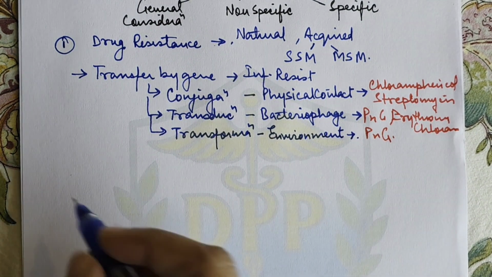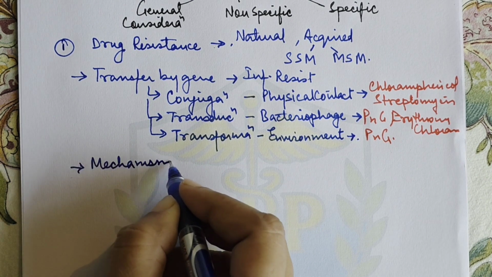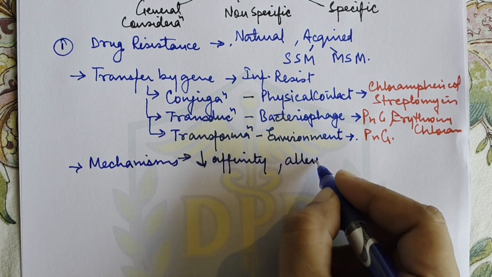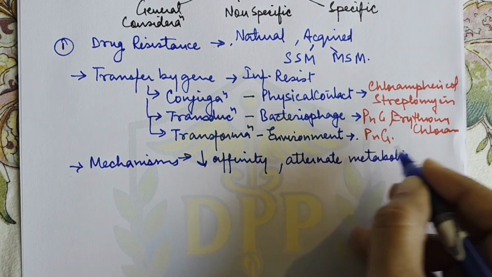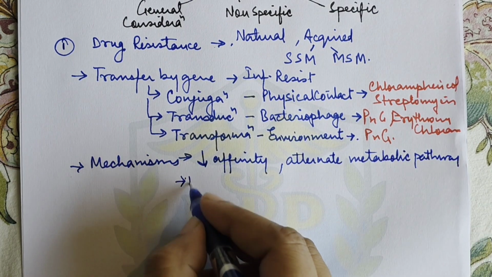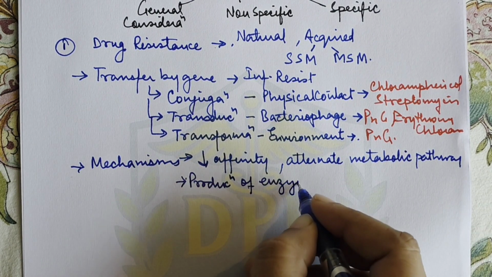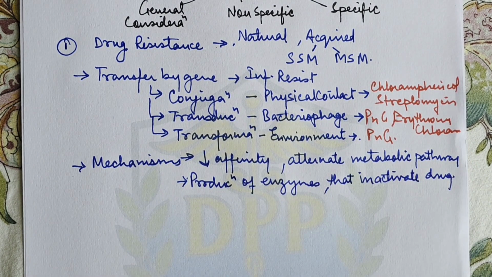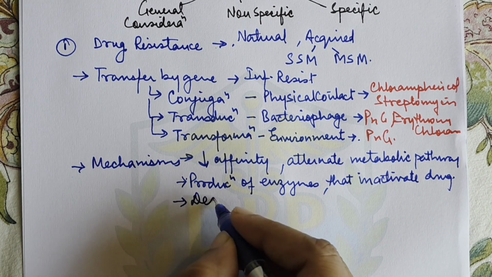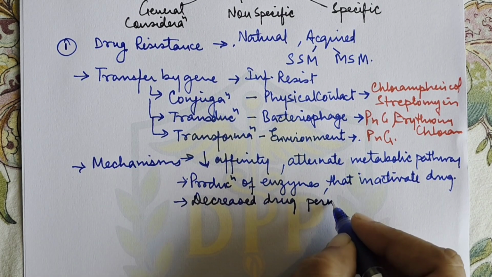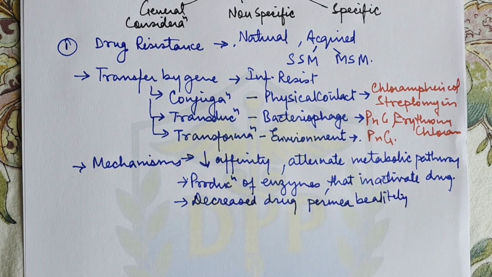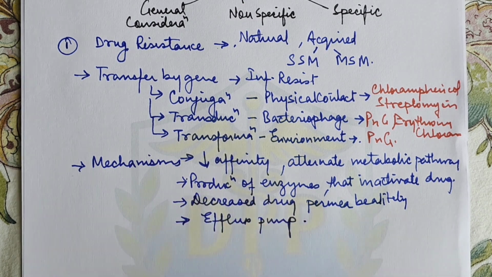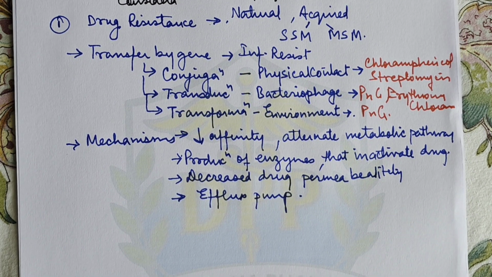Right, now the resistance mechanism क्या होता है resistance develop करने के? What exactly is happening? So mechanisms can be decreased affinity for the target, right? Then development of alternate metabolic pathway, right? Or production of enzymes that inactivate the drug. So these are the various mechanisms by which the resistance can happen. Yes, there are more. There can be decreased drug permeability, like the channels through which they are going become impermeable, like aminoglycosides and tetracyclines के case में होता है. And then development of efflux pumps by the bacteria, so they pump the active drug again outside. So these are various mechanisms by which the resistance can happen.